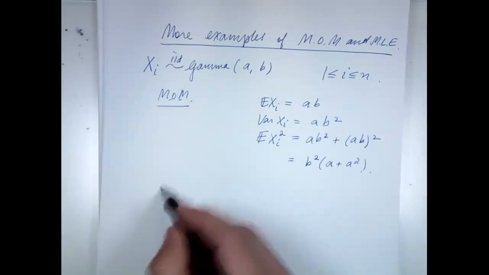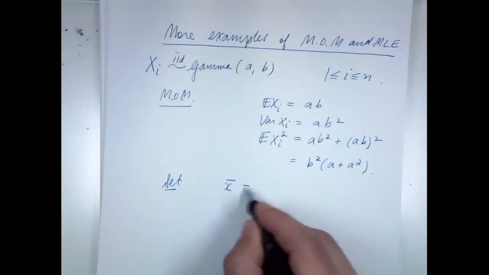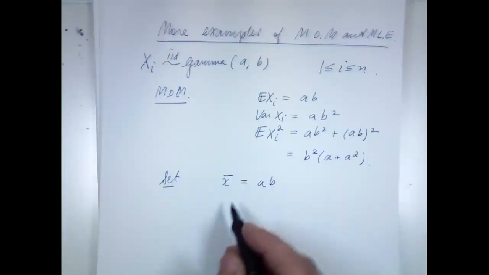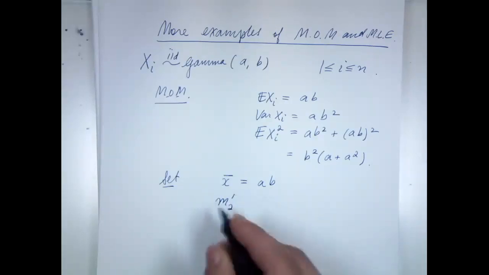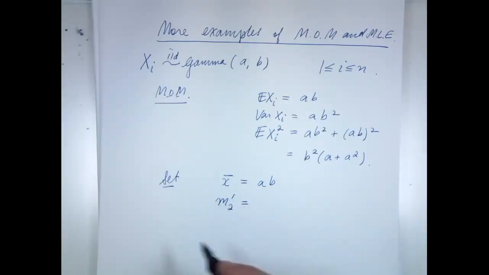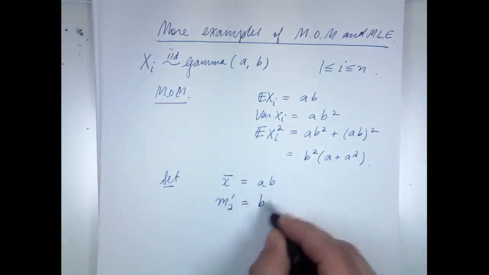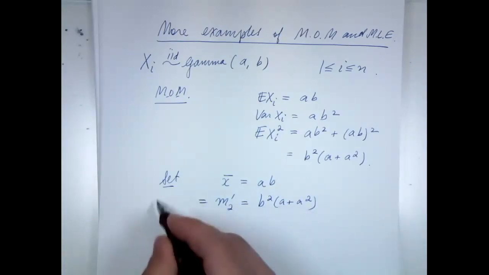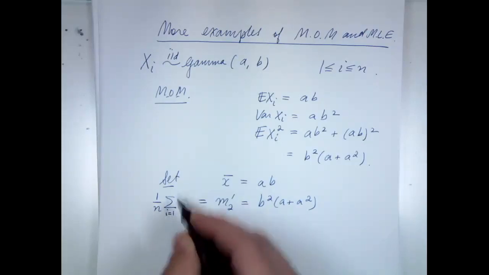And so to do the method of moments, we set the sample mean equal to the theoretical mean, and the second sample moment equal to the theoretical second moment, and we'll solve these for A hat and B hat. We often call this M2 prime, the observed second sample moment. As a reminder, it is the same as you get for x bar, except you square the variables: one over n, sum from i equals 1 to n of xi squared.